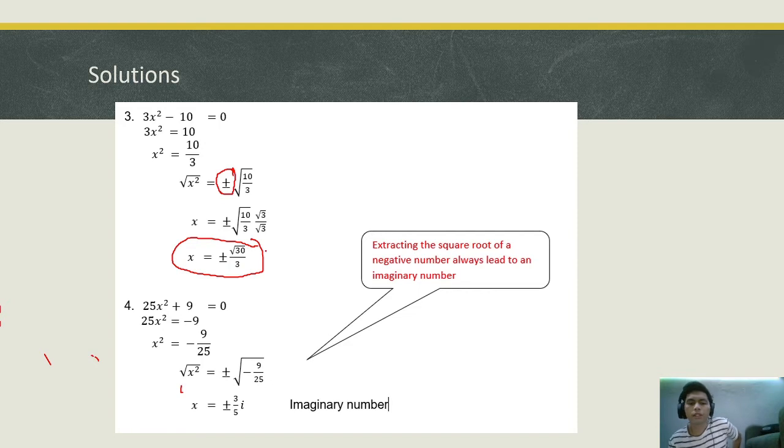For number 4, as you can see, this is an imaginary number, because again, the square root of a negative number is imaginary. So x is equal to positive and negative square root of 9 over 25. Since this is negative, you just put i outside. The square root of 9 is 3, and the square root of 25 is 5. Since again that's negative, you put i, or imaginary.